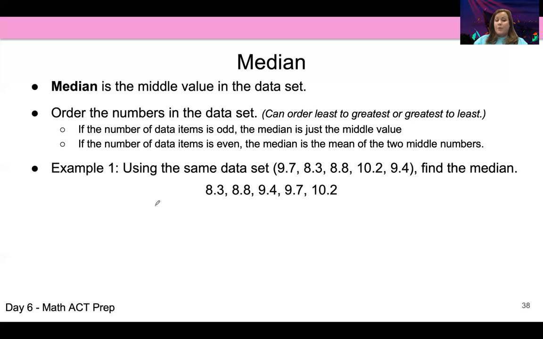And here we go, 8.3 being the smallest, 10.2 being the largest. This has a middle number here of 9.4. This is our median. You can see we have 2 on the left and we have 2 on the right.